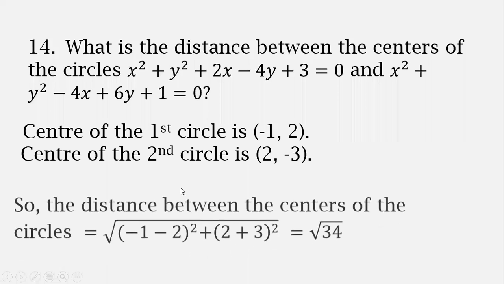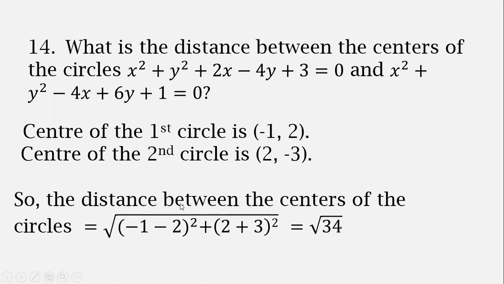Applying the formula, you see, the distance between the centers of the circles is: (-1 - 2) whole square, then plus (2 + 3) whole square. It is 3 square, which is 9, and 5 square, which is 25. So the distance is root 34.